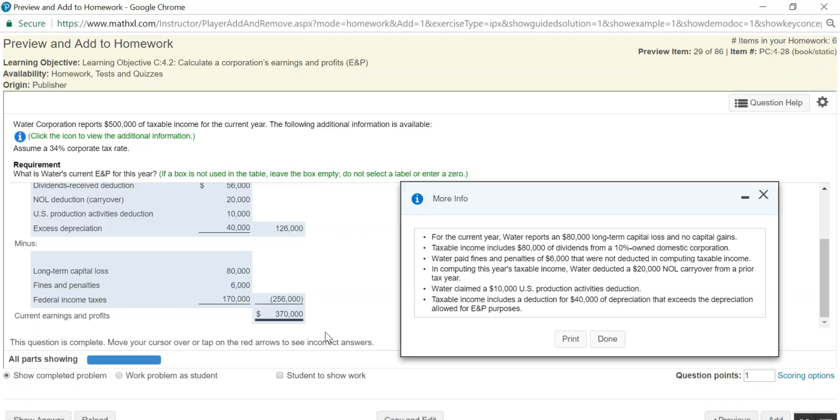E&P is not that difficult to calculate if you know what the parts and pieces are. So it's nice to be able to know where in the code you can learn about the differences in E&P, and that's in the 300s, in 316 and 312, and you also can use your table in the text.